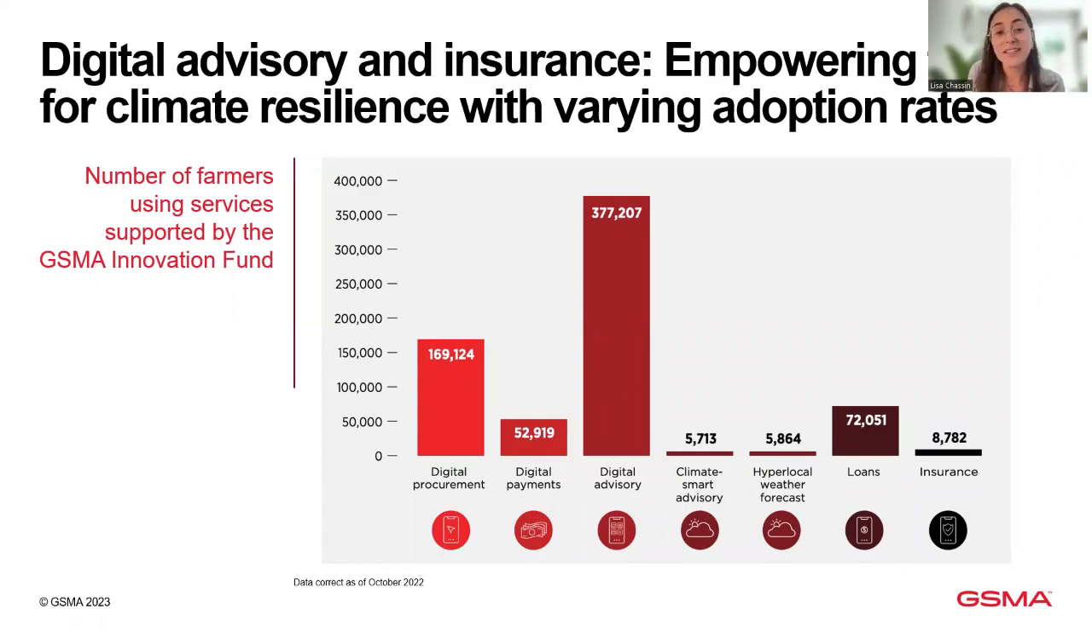However, you will also see that the services that support farmers' climate resilience, so insurance, climate smart advisory, and hyperlocal weather forecasts, have been slow to take off, mainly due to low awareness and low willingness to pay among farmers.